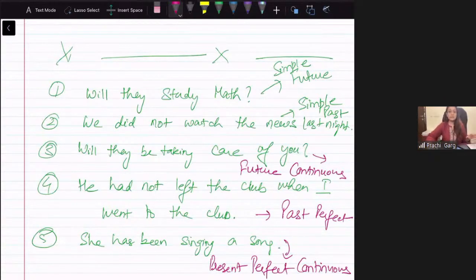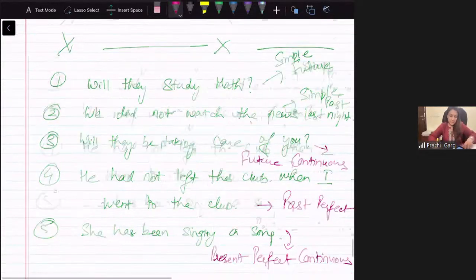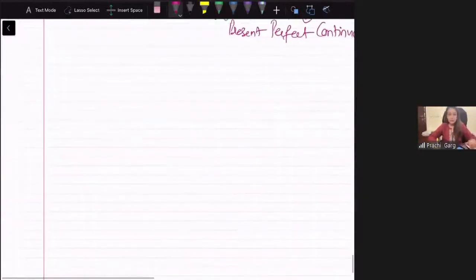Okay, great. So tenses are clear, and I'm glad to see most of you got all five right. Some got four right, three right. That's fine. Tenses can be very confusing in one go, but it's okay. You will get better as you practice. Can we move on to the next topic?